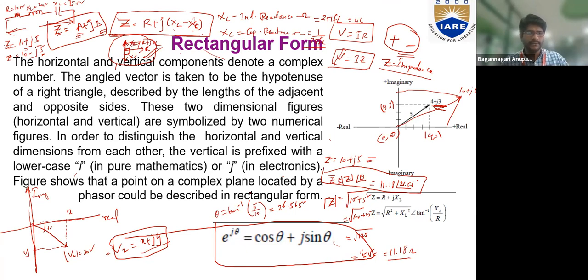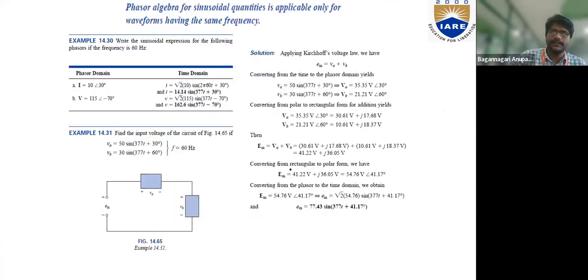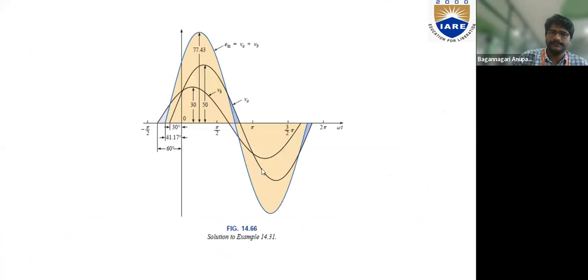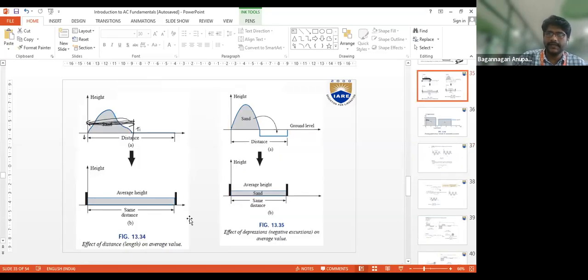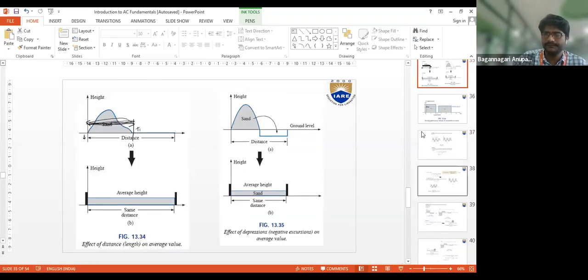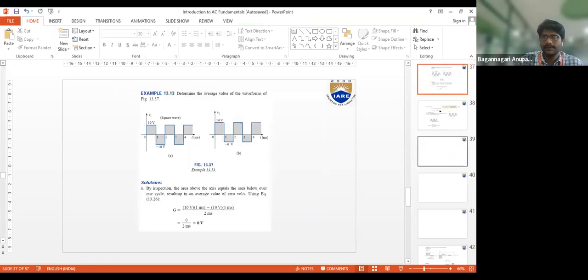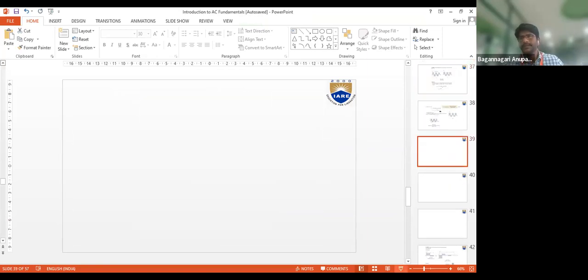So let me take a new slide here. Shall we solve it? Shall we derive the conditions for what happens when current flows through a pure resistor, pure inductor, and pure capacitor?